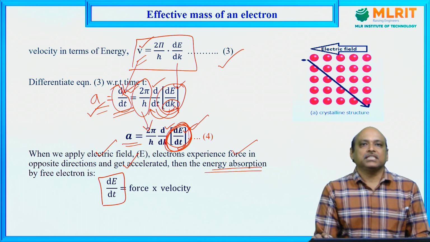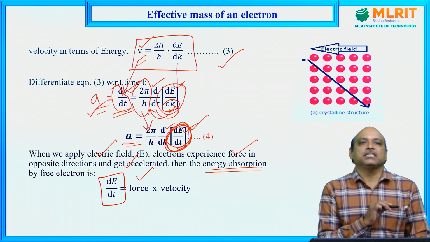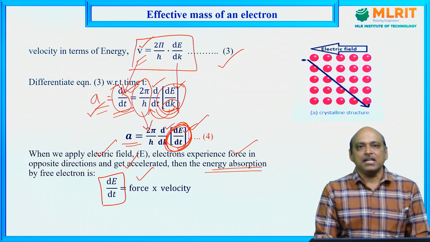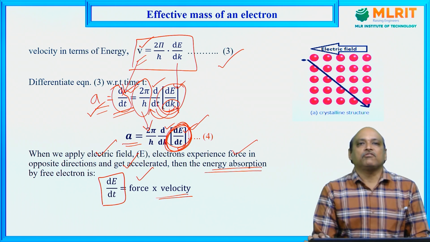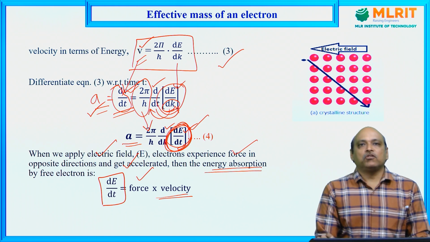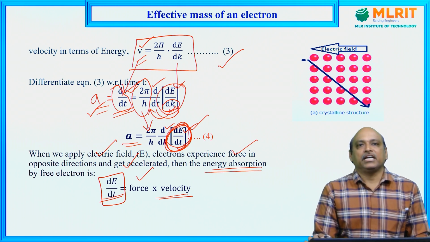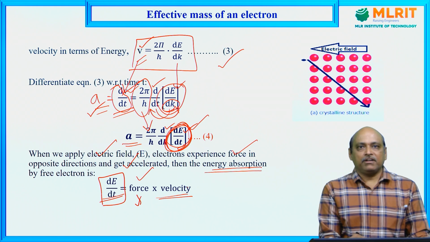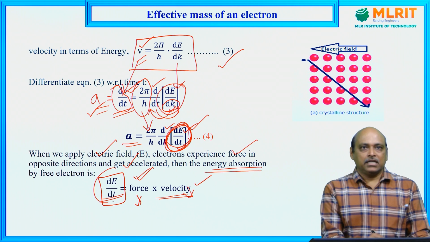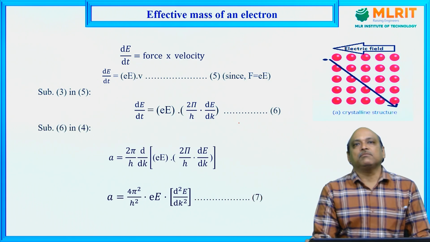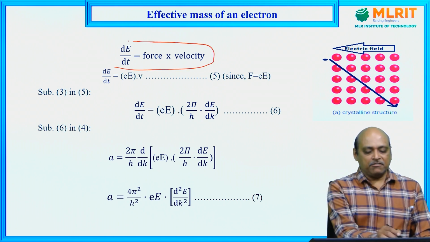So energy absorption is nothing but the rate of change of energy, which can be written as the force experienced by applying the electric field, into the amount of velocity that it acquired. Force into velocity we are writing. That is equivalent to the change of energy of that moving electron in a periodic field. The force value we know, and the velocity value also we know. Substituting these values in this expression, we are going to get the dE by dt value. That value you need to substitute in equation number 4. So the next step is that dE by dt is defined as like this.